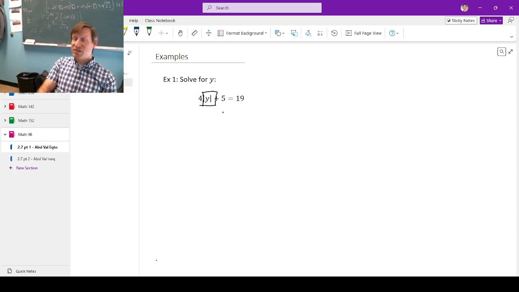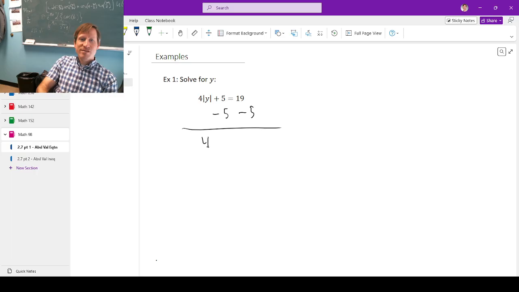Well, let's get the plus 5 to the other side first, right? That plus is the last operation in the order of operations, so it's the first operation we should deal with. So let's subtract 5 from both sides. We get 4 times the absolute value of y equals 19 minus 5 is 14. Okay, and now we can deal with the 4 on the left-hand side. Let's divide both sides by 4.